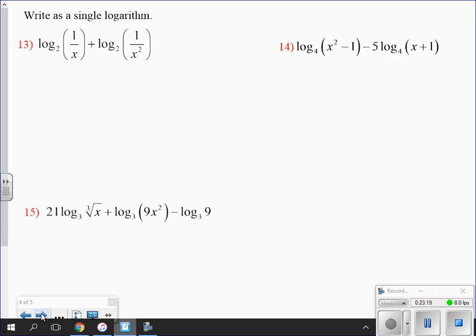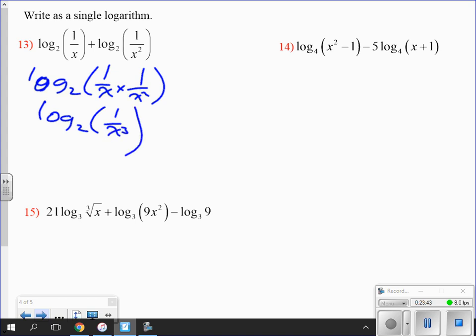Okay, now it's doing the opposite. Put them together into one. Okay, it's not that hard. So for example, first one, log base 2 of 1 over x times 1 over x squared, which is log base 2 of 1 over x cubed. That's it.